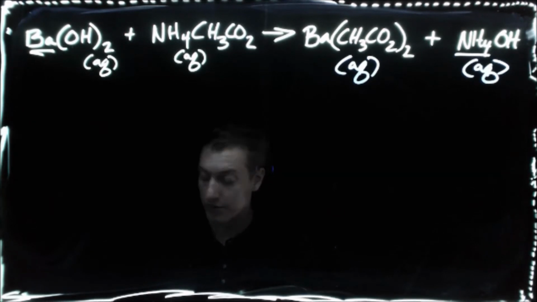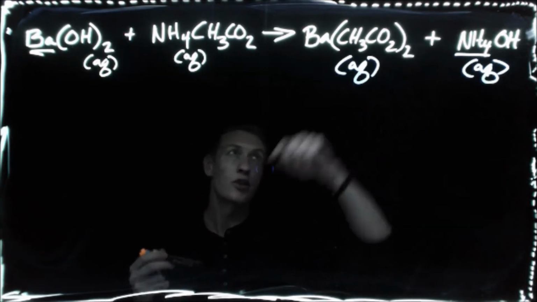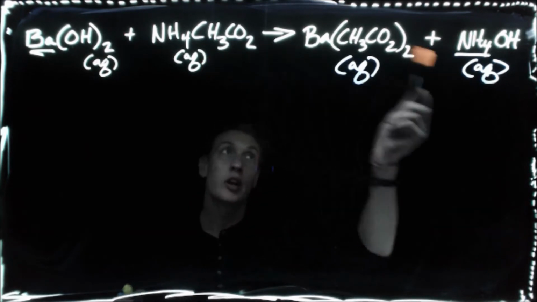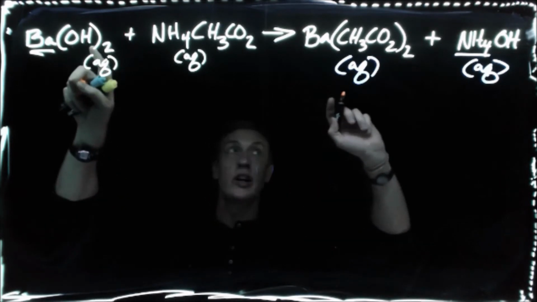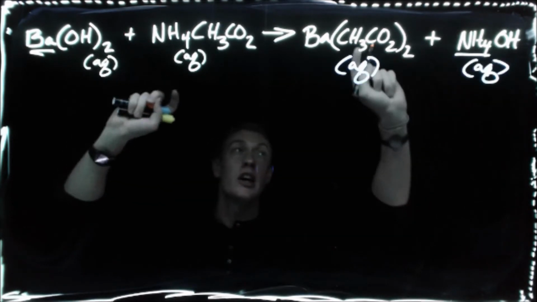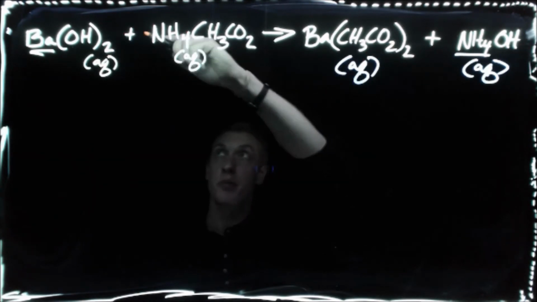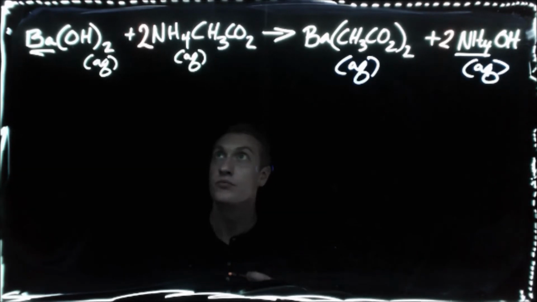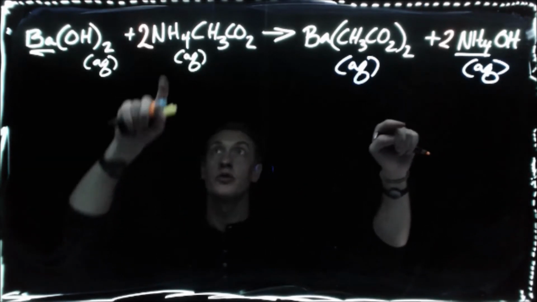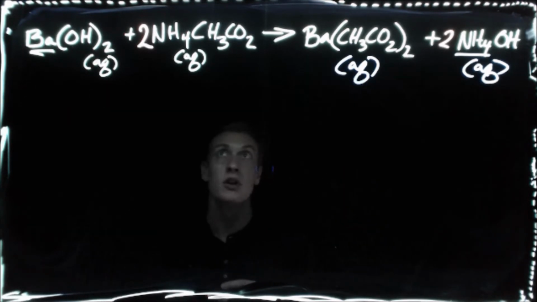So we could stop there, but I would like us to write out the rest. So let's see. First, let's go back. It'd be nice to balance that reaction. And since there are 2 hydroxides, 1 hydroxide, 2 acetates, 1 acetate, we can balance this by putting a 2 here and a 2 there. 2 ammoniums, 2 ammoniums, 2 hydroxides, 2 hydroxides, 1 barium, 1 barium.